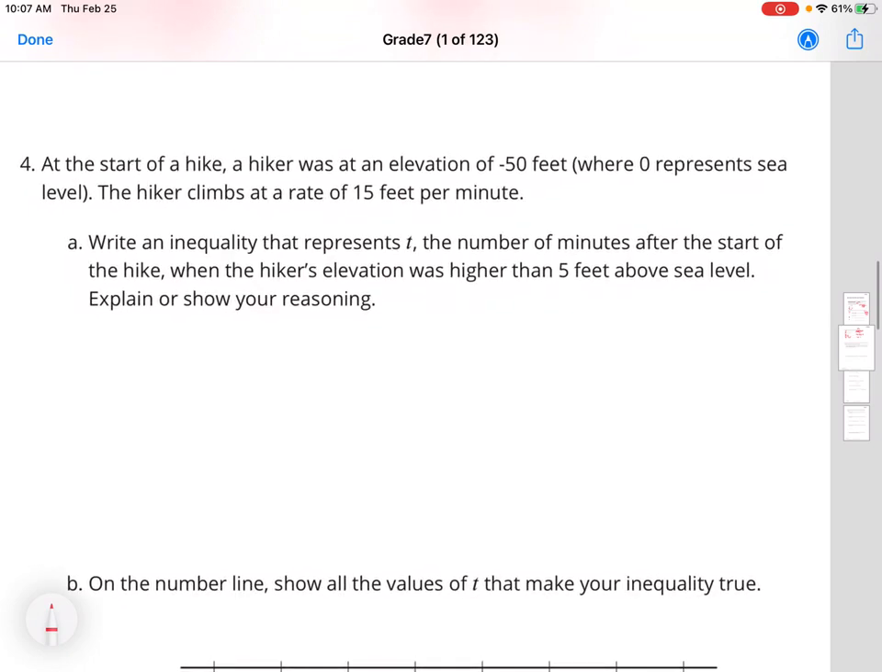Number 4, it says at the start of a hike, a hiker was at an elevation of -50 feet. The hiker climbs at a rate of 15 feet per minute. And it wants us to write an inequality where T represents the number of minutes after the start of the hike when the hiker's elevation was higher than 5 feet above sea level. So what would our inequality be for number 4?